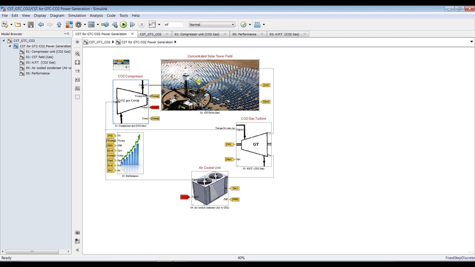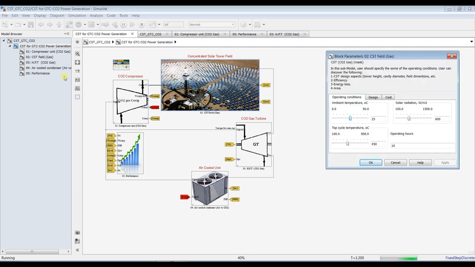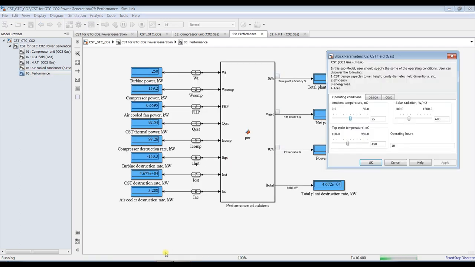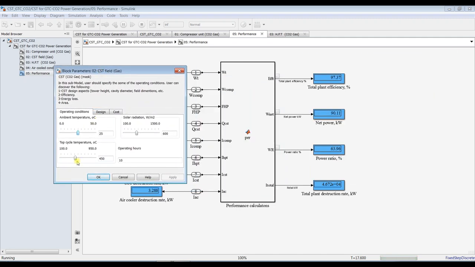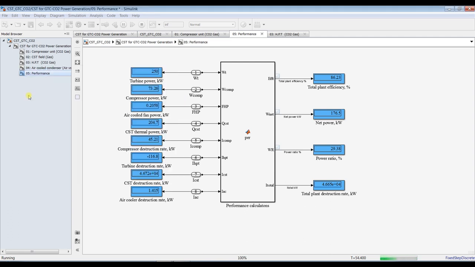let us change. I'll make some changes in the solar field. I will hit run again, changing the solar field. You can log in here and watch the effect of your changes on the performance. I would like to increase the temperature up to 800, as you can see it changes the power. 800 degrees Celsius. Okay, let's go for the turbine unit.